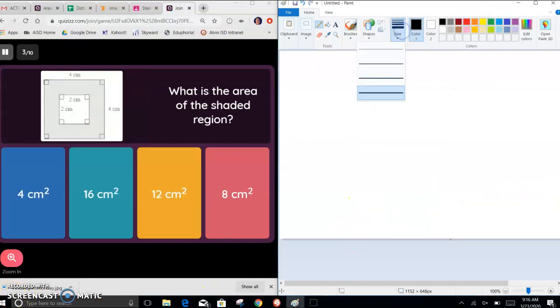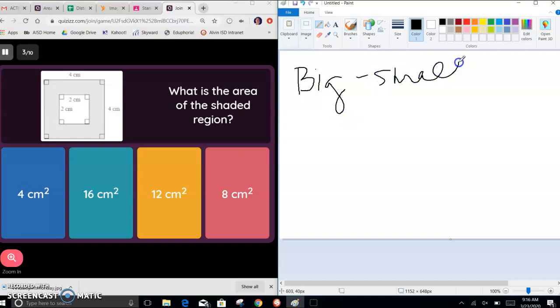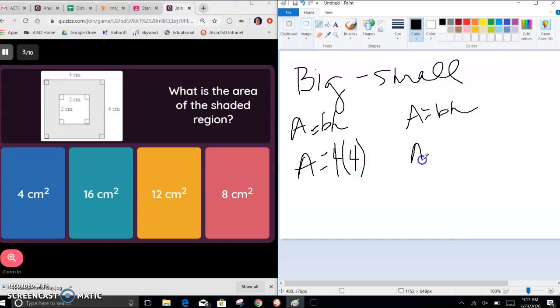Okay, this next one is a big square minus a small square. So you could do big minus small. Area equals base times height, area equals base times height. This should be easy. The big square is a 4 by 4, and the little square is a 2 by 2.